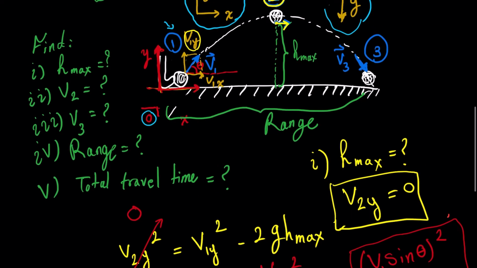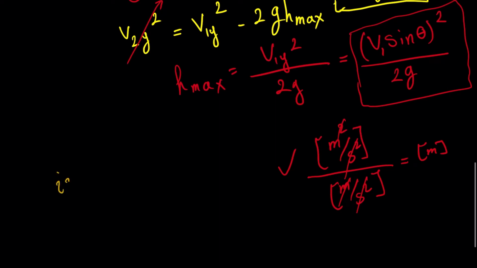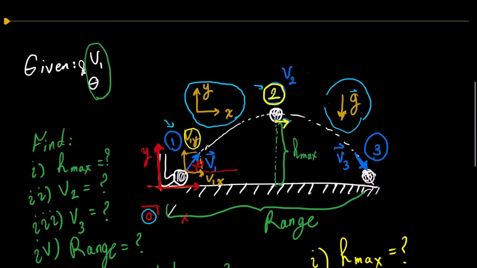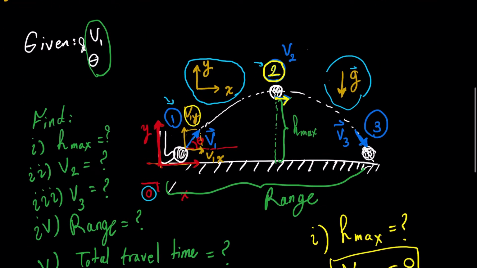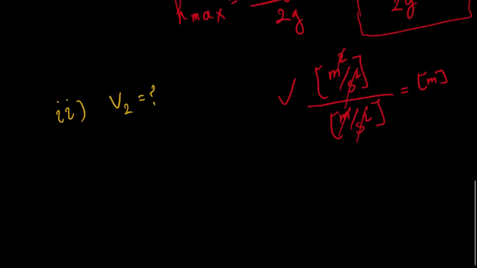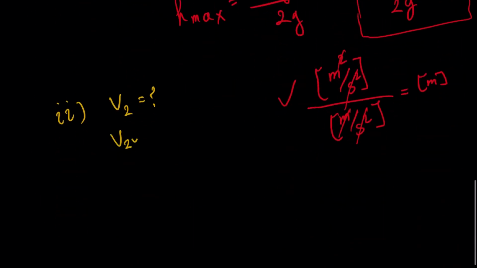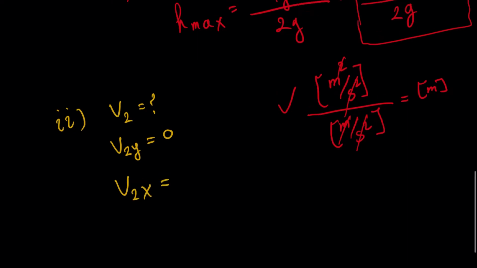So part 2 says, what is V2? Now, let's think about that for a second. Where is V2 again? We're talking about this top point at h max, where the projectile reaches h max. Well, we've already determined that its y component of the velocity is 0. So that's that. Well, what about the x component of the velocity? In other words, what is v2x, and what do we know about it?